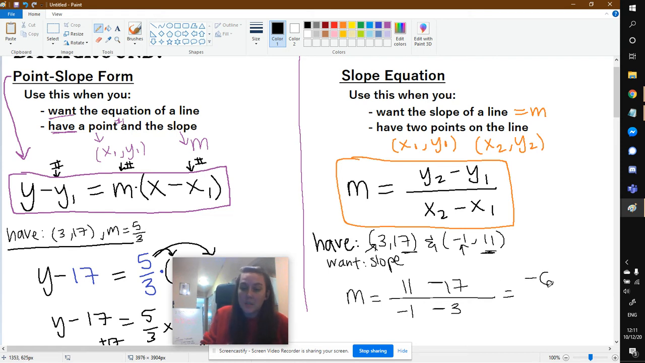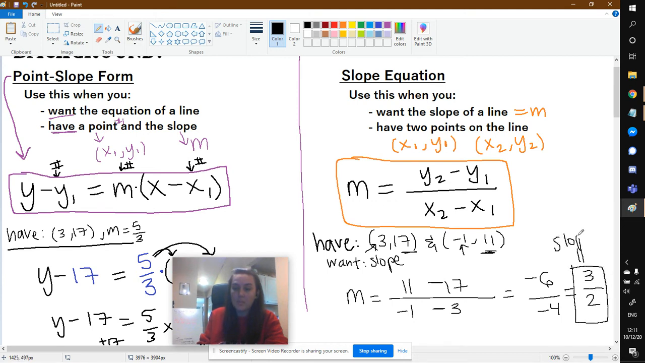11 minus 17 is -6. -1 minus 3 is -4. Oh no. When we do a negative divided by a negative, it turns out to be positive. And when we do 6 divided by 4, we get 3 halves. And this would have been our slope. All right. So that's the point slope form. That's the slope equation. These are great equations to know. We'll use these all the time in life and in math.